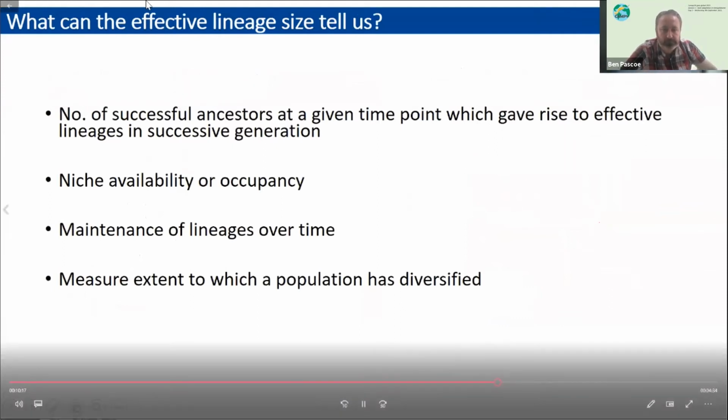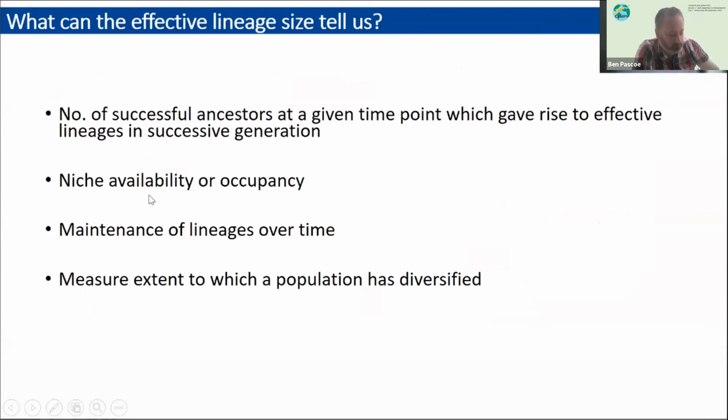So what can the effective lineage size tell us about bacteria? It gives an idea of the number of successful ancestors at a given time point, which will give rise to lineages in successive generations. It will give an idea of niche availability or occupancy over time, and also the maintenance of lineages over time. So if a bacterial species has been successful, they will have a higher number of maintained lineages over time. And also we can use it to measure the extent to which a population has diversified and put this onto a time scale.